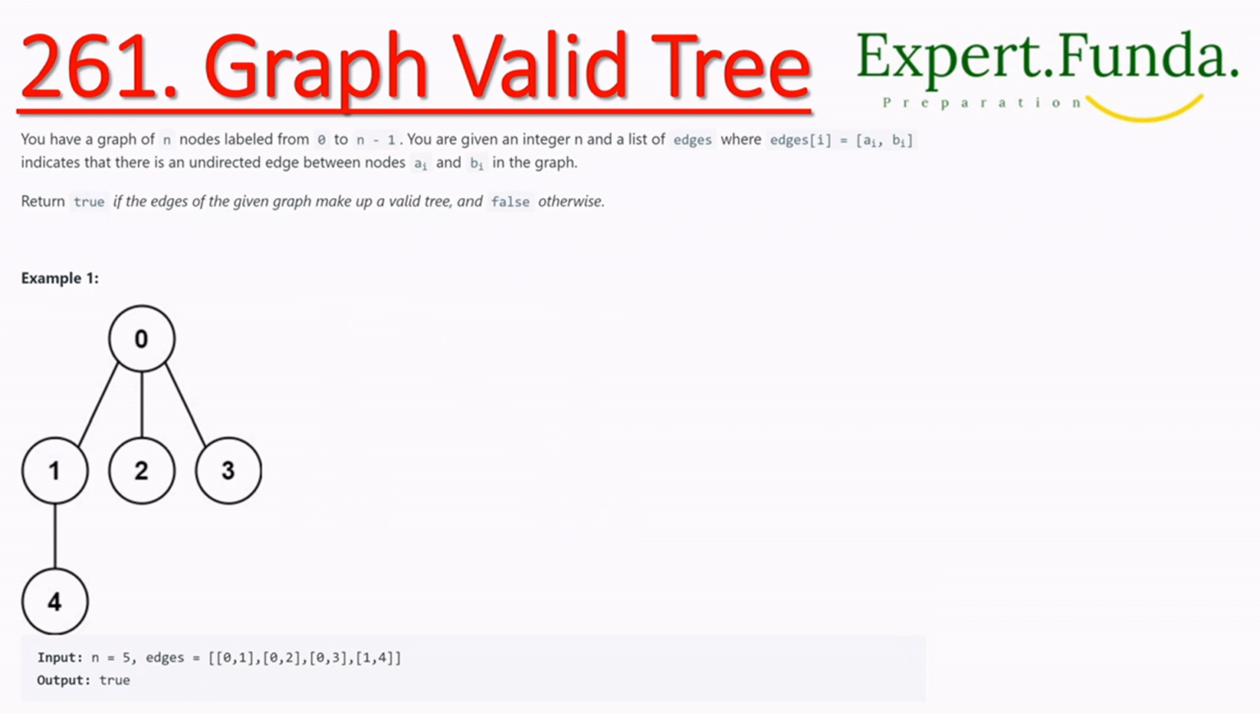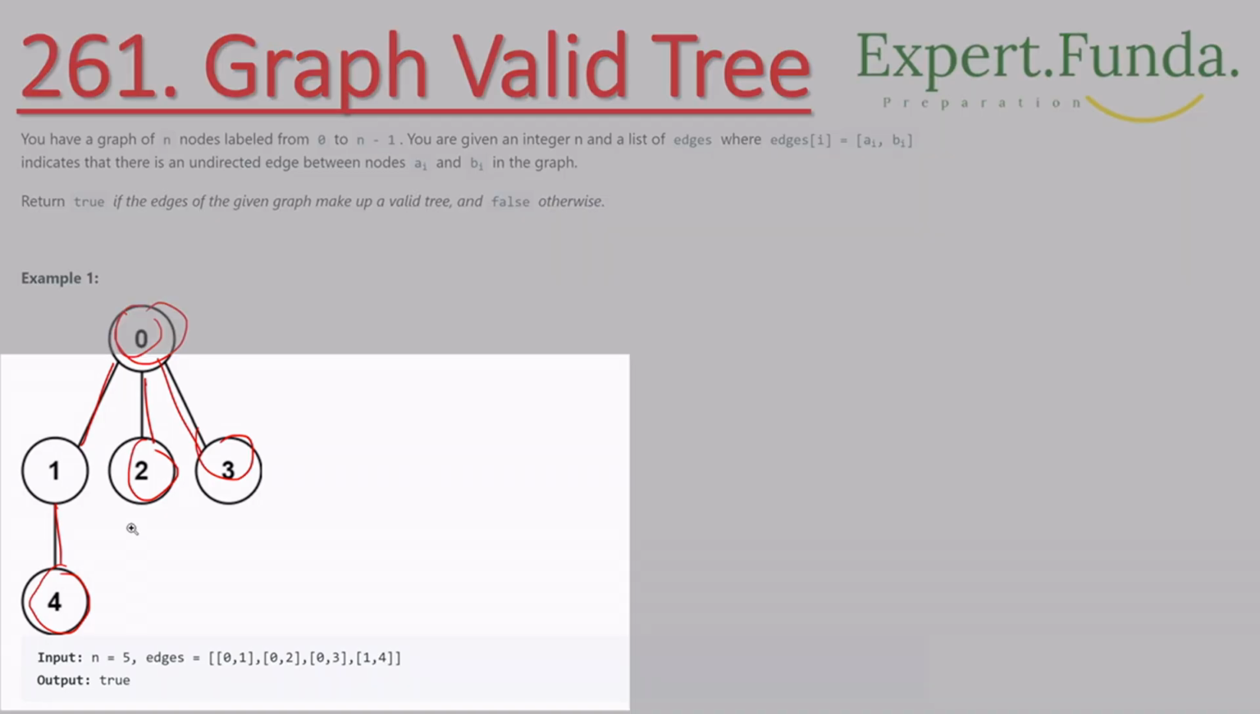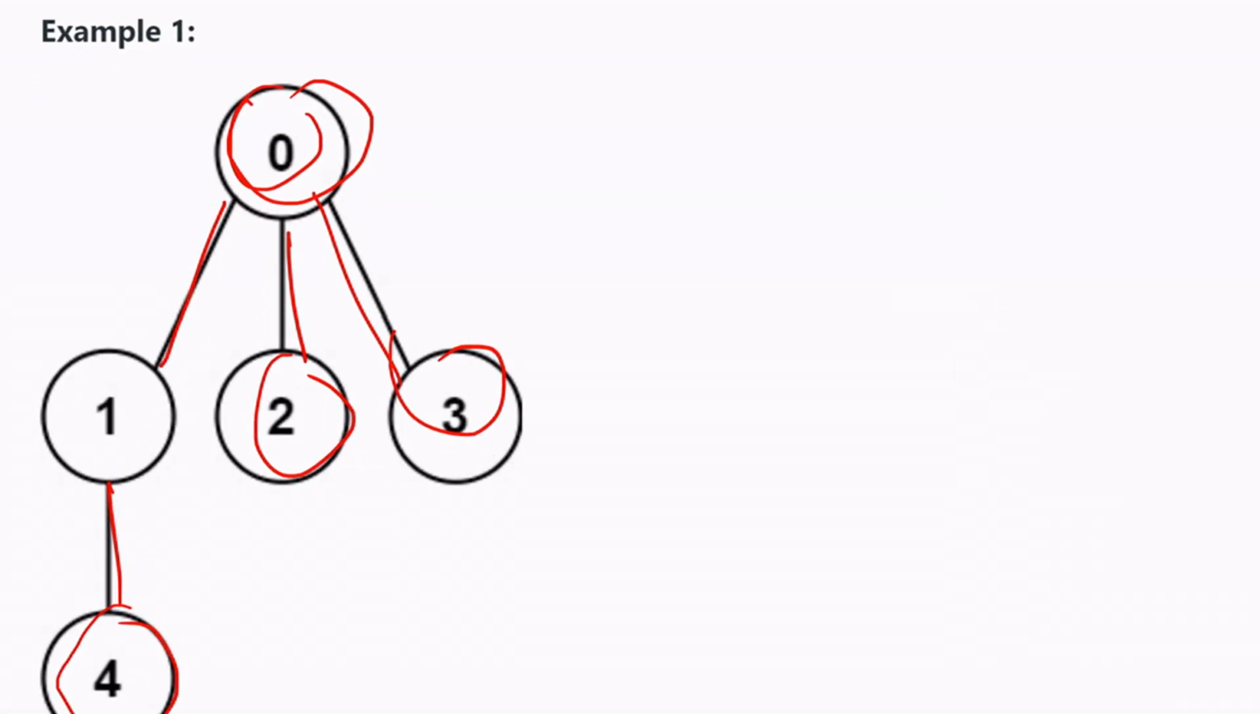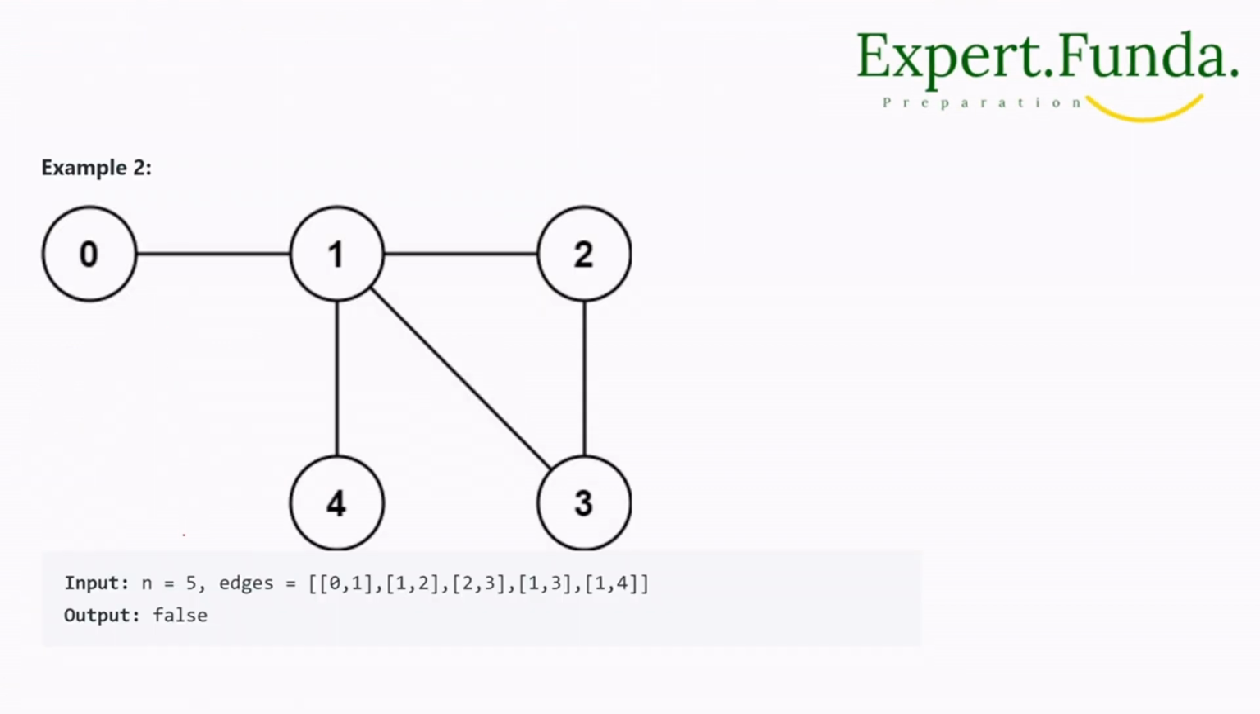In the second example, this graph G has all nodes connected with each other, and it is not making any cycle either, so it returns true. And when we look at this other graph, all nodes are connected with each other, but it maintains a cycle. That should not be the case, and that's why it is returning false.